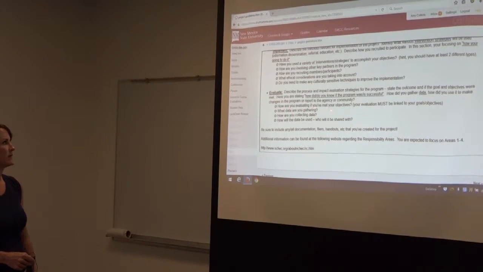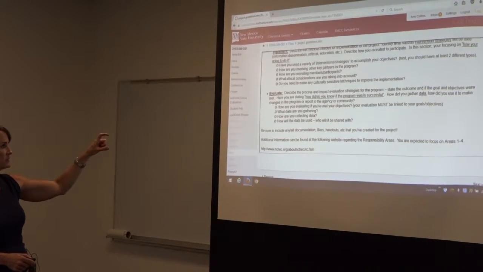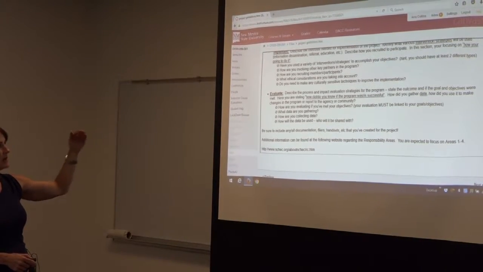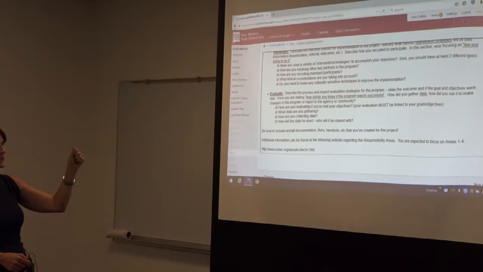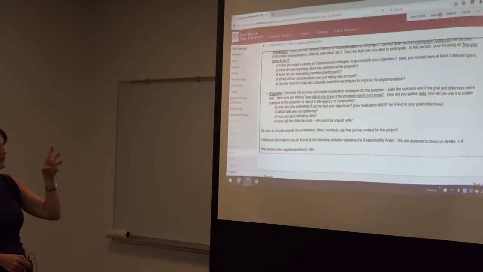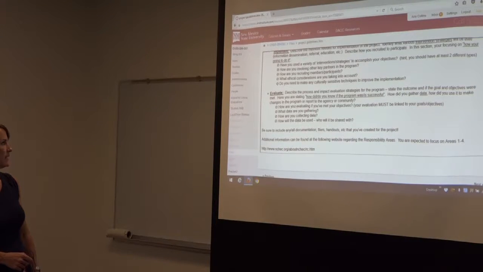How are you evaluating if you've met your objectives? Your evaluation must be linked to your goals and objectives. And that's why I'm asking you to paste your objectives within the evaluate section. Under each one of them, this is where you're being very specific about how you're evaluating it. So what is it that we're trying to achieve? And how are you gathering that data? And then potentially, if you have that data, what is it saying? So what data are you gathering? How are you collecting the data? And how will the data be used?